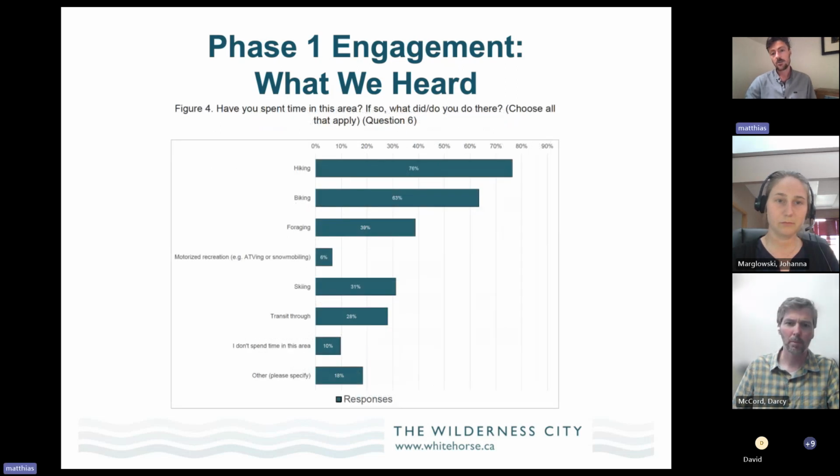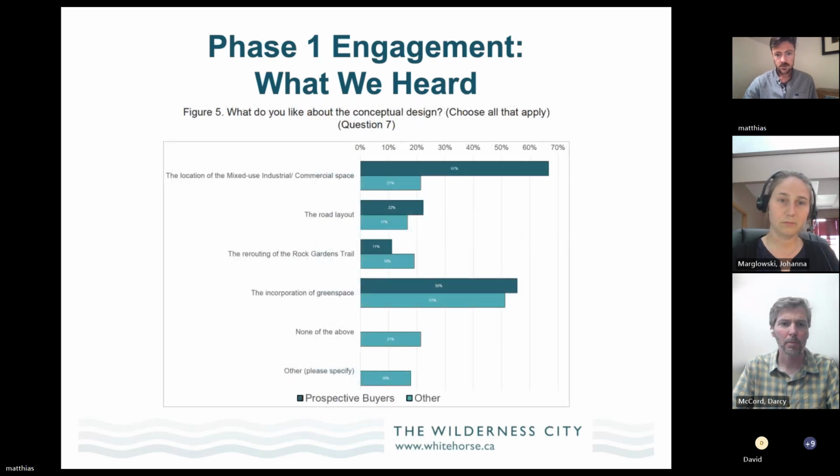And we also wanted to get input on how people are using the site today. So the site is undeveloped, but there's definitely use there. We identified hiking, biking, foraging as some of the major uses among those who responded to the survey. And we had this conceptual design, or this preliminary concept, that we were eliciting feedback on.